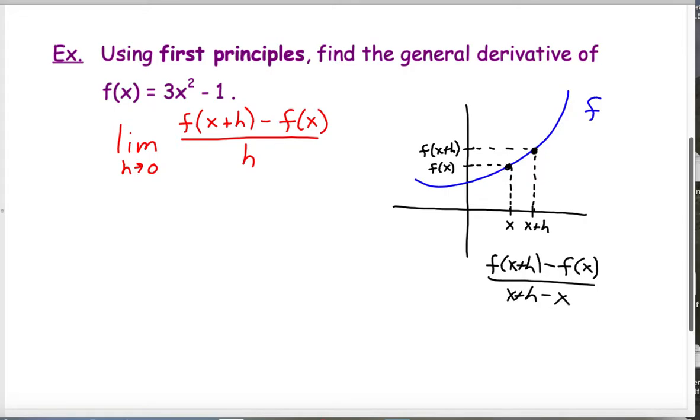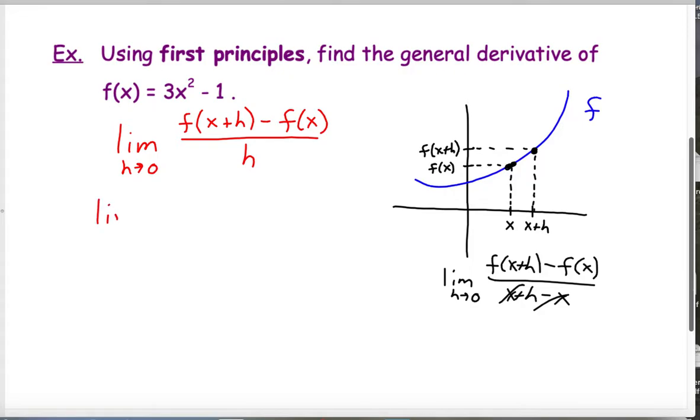And then if we simplify, those x's cancel out. And then if we take the limit as h gets closer and closer to 0, which would bring that second point closer and closer to this first point, instead of the slope of the secant, we would be getting the slope of the tangent. All right, so we're generalizing here, and we're not using a specific x value. We're leaving it as x.